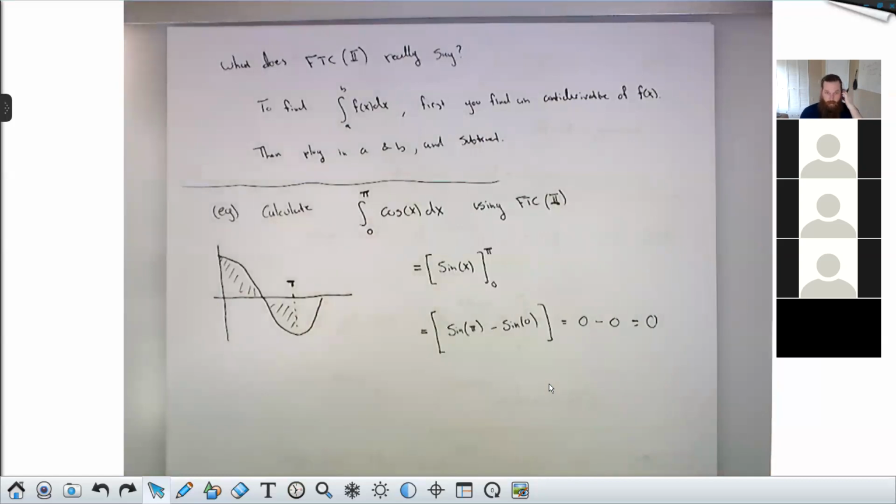So we can deduce that there is indeed the same amount of area up here as there is down here in the cosine function. Fun stuff.